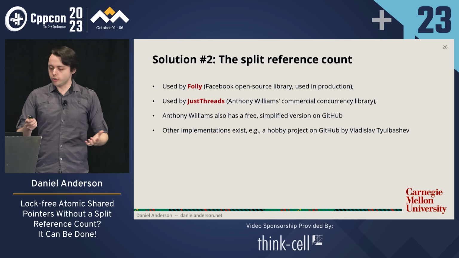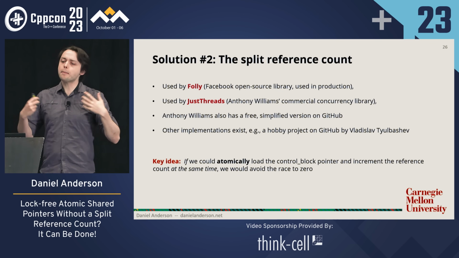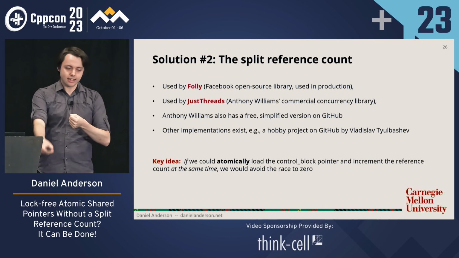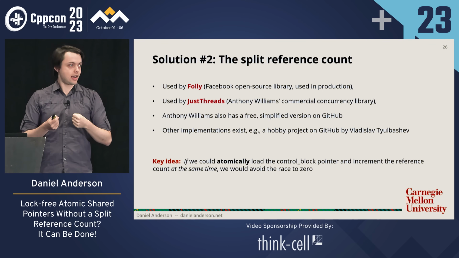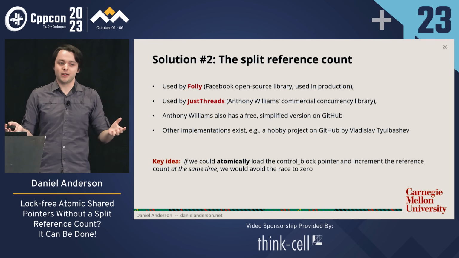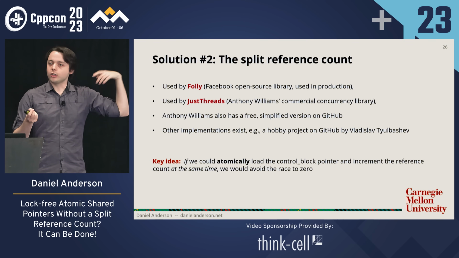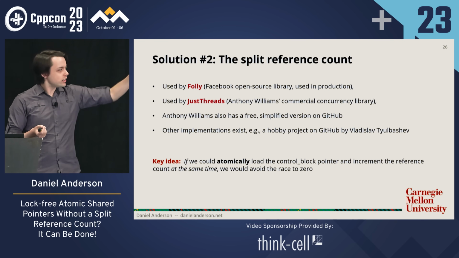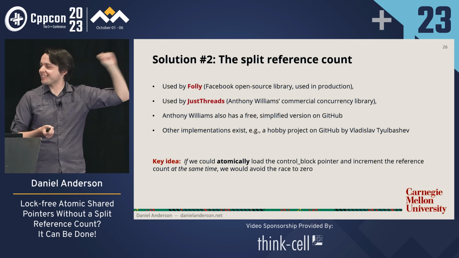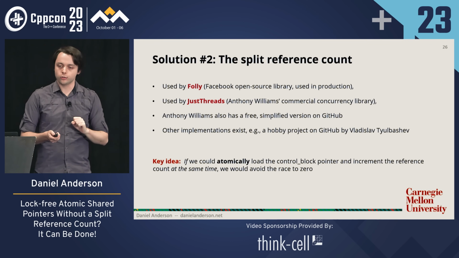So how does it work? What's the key idea? Well, the key idea is that if we could somehow magically load the control block pointer and increment the reference count at the same time atomically, we'd be good. We would avoid the race to zero. That's what you get for free by locking, but we want to do it lock-free. I say magically because this doesn't necessarily sound like something we can do, but if you could do that, everything would be good in the world.